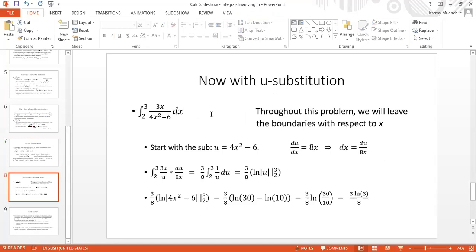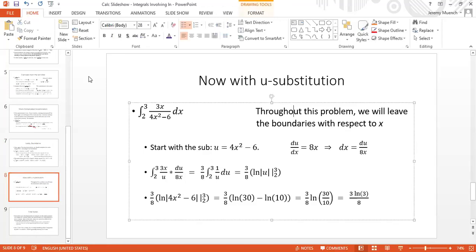So anyway, let's take a look at this integral. The integral from 2 to 3 of 3x over 4x squared minus 6 dx. And for simplicity, and because this is the method most of you have chosen throughout this problem, we're going to leave the boundaries with respect to x. So even while we're in terms of u, you'll notice that the boundaries are still 2 to 3. Please don't treat that like these are now with respect to u. They're not. Before you plug these in, you need to go back to your function of x.